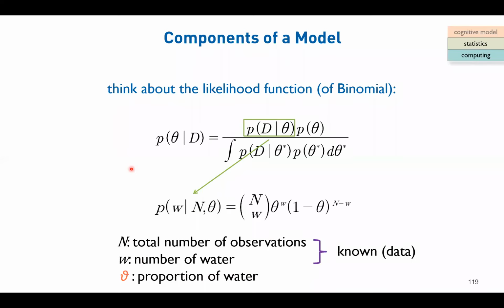And if we summarize that a little bit, we can divide those 3 variables into 2 categories. One is the known, the observed part; the other one is the unknown. So here is the known part. We know the total number of experiments. We know the total number of water observations. We do not know theta, and this is the unknown parameter.